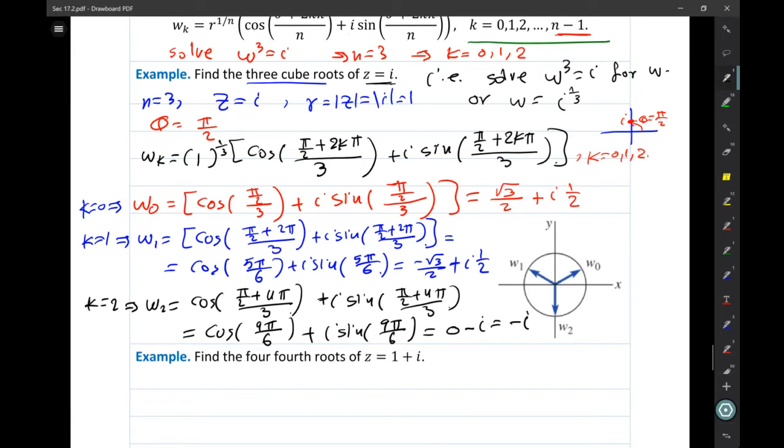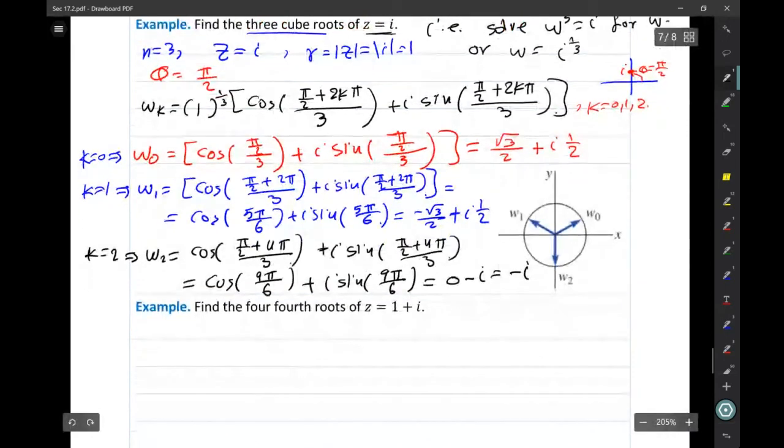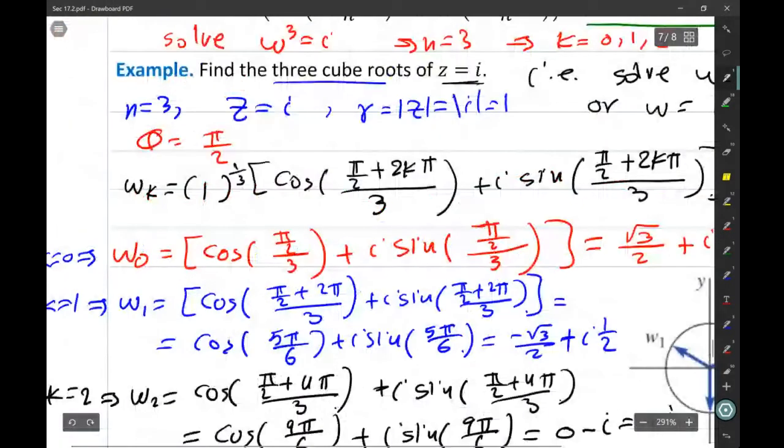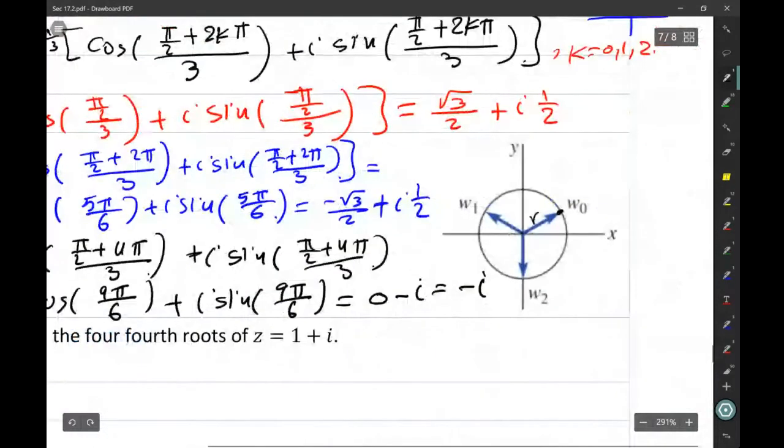Now have a look here. When we plot the complex number √3/2 plus i times half, which is W naught, its location will be here somewhere. This is the value of R, I mean a circle with center 0 and radius R. Which R? R is the modulus of the complex number Z. And this is the location of W1, and this is W2.